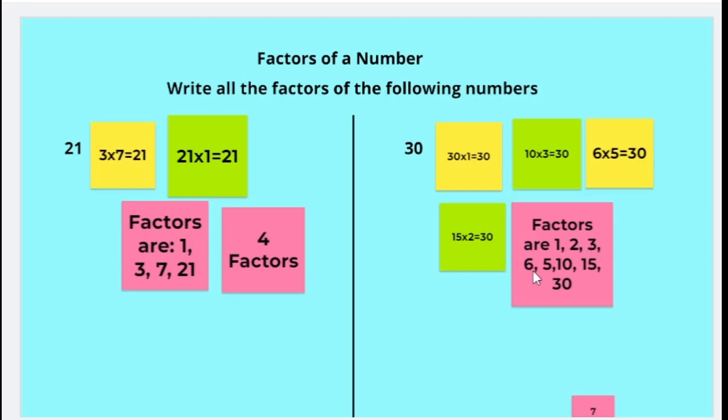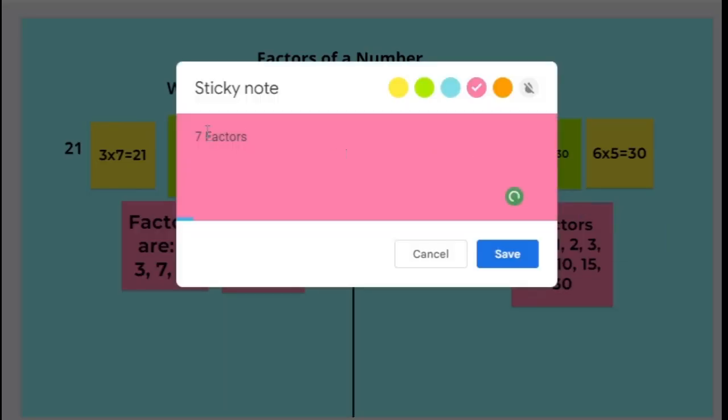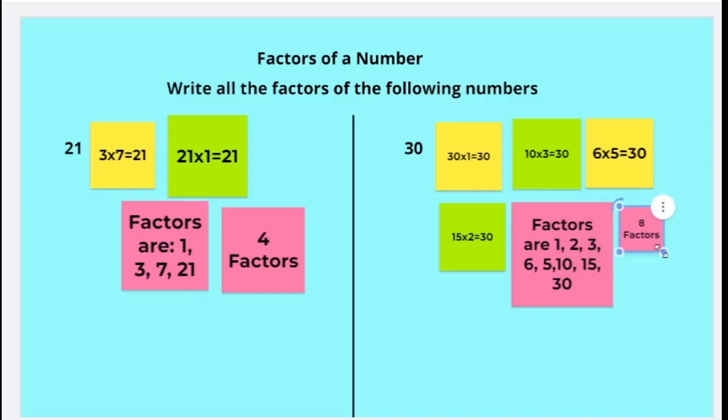1, 2, 3, 4, 5, 6, 7, 8. Eight factors. All right, so 30 has 8 factors. Okay, so 30 is also a composite number because it has more than 2 factors. I hope you're understanding, students.